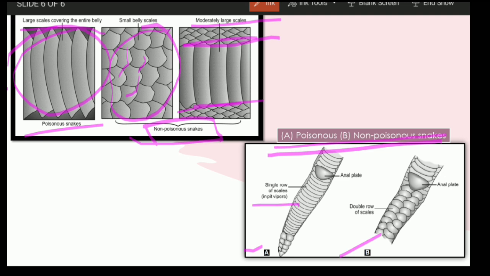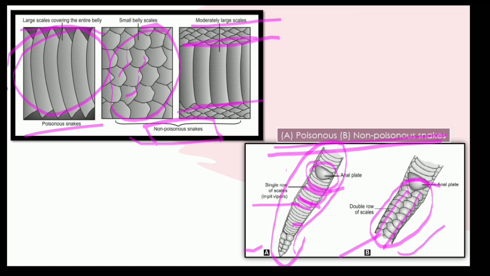First of all, look at this. It is the case of a pit viper. This is the anal plate, whereas the scales are arranged in a single row. This is the single row. Have a look at the scales. They are arranged in a simple single row, whereas in the case of a non-poisonous snake, the scales are arranged in a double row. Have a look at this. This is row 1 and this is row 2. This is the anal plate. So this is how you can differentiate between two snakes on the basis of the belly scales.